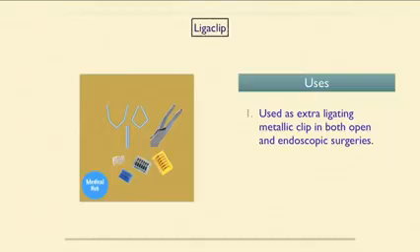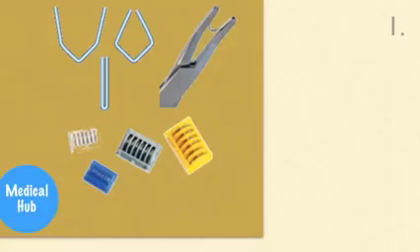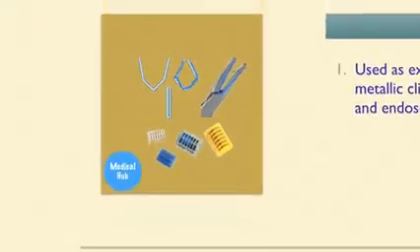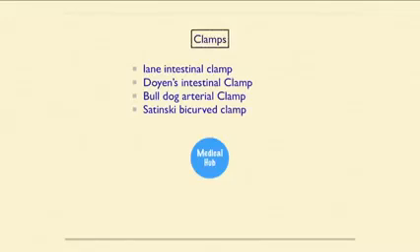Next, these are the Liga clips, and it is kept through this instrument. So this is used as extra ligating metallic clip in both open and endoscopic surgeries. Next we will discuss about the clamps. Under this we will discuss about Lane intestinal clamp, Doyen's intestinal clamp, Bulldog arterial clamp, and Satinsky bicurved clamp.